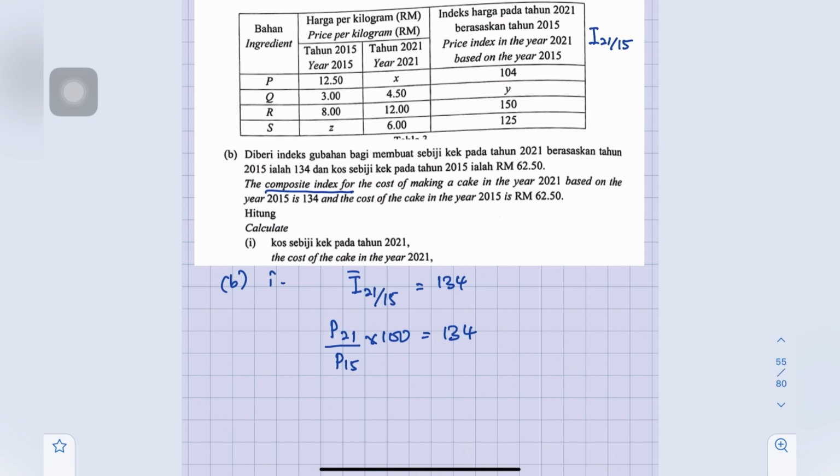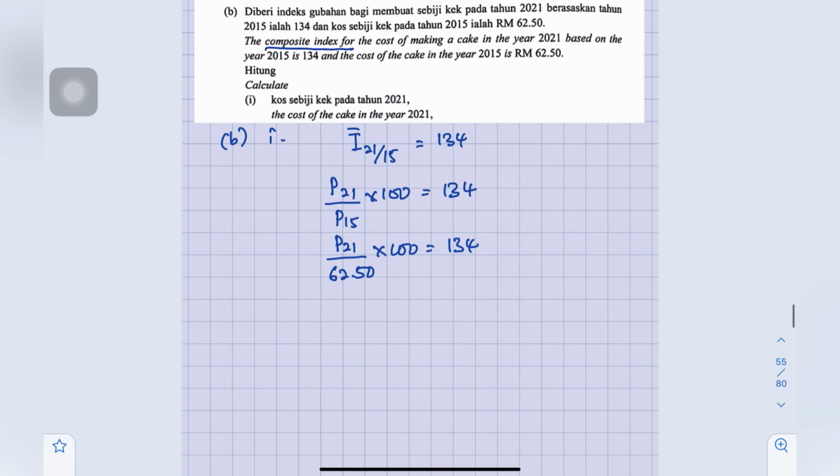Now for the year 2015 it is 62 ringgit 50 cent. So we substitute the price in year 15: over 62.50 times 100 equals 134. Then we can find the price in year 21: 134 times 62.50 over 100, which equals 83 ringgit 75 cent to two decimal places.